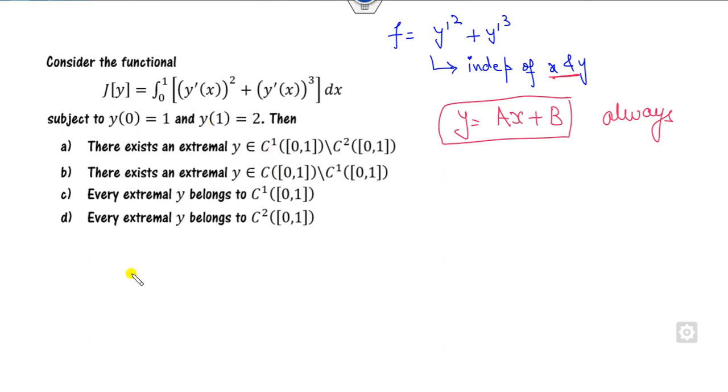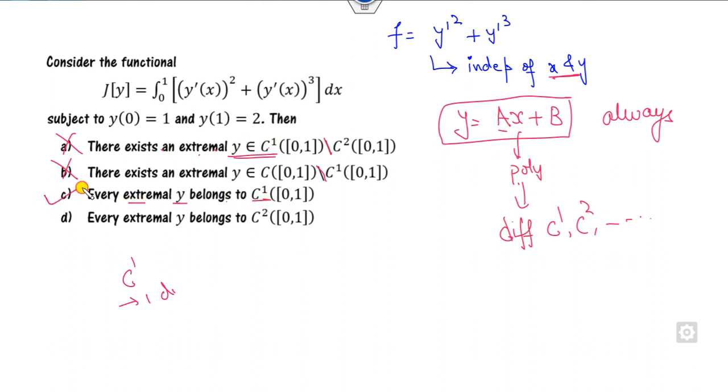Now you know what is c1? That is one-time differentiable. You can see that this is a polynomial and every polynomial is differentiable over c1, c2 and so on. So there exists an extremal in c1, that's true, not c2, that's false. Every extremal of y belongs to c1, that's true because it's one-time differentiable. It is also two-time differentiable. Moreover, it is also three-time differentiable and so on. So the right answer is C and D.